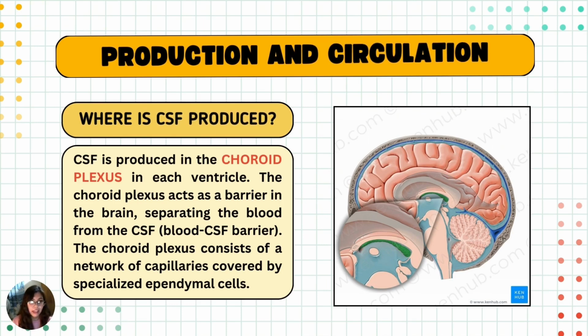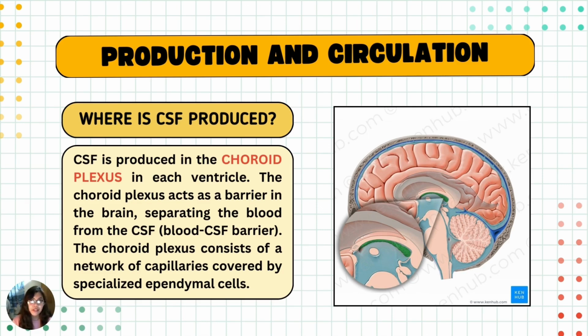So, where is the CSF produced? CSF is produced in the choroid plexus in each ventricle. Later on in the next slide, we will discuss the ventricles. The choroid plexus acts as a barrier in the brain separating the blood from the CSF, also known as the blood-CSF barrier. The choroid plexus consists of a network of capillaries covered by specialized ependymal cells. These ependymal cells are actually the lining of the ventricles in the brain.